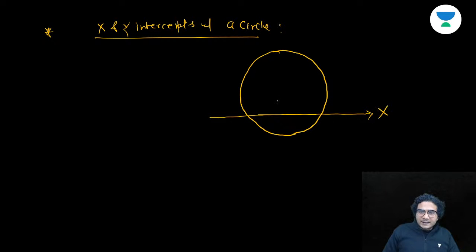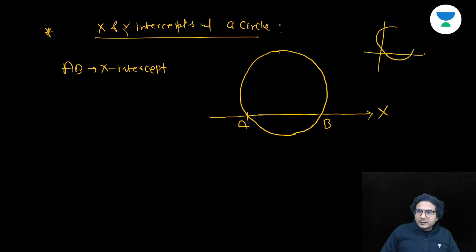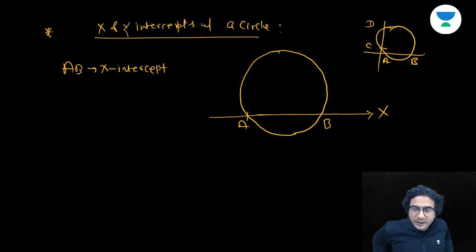So this line is the x-axis. This AB is called the x-intercept. Similarly, now you understood what the y-intercept is. If the circle is like this, then this AB is called the x-intercept and this CD is called the y-intercept. So basically, the segment cut off by the circle on the x-axis is called the x-intercept, and the segment cut off by the circle on the y-axis is called the y-intercept, in length.